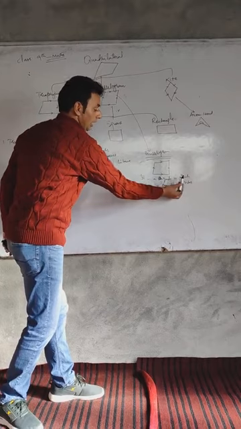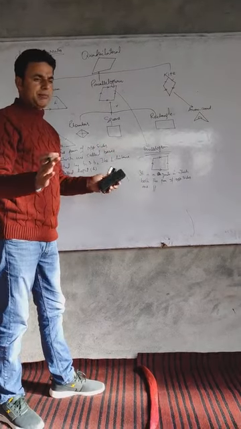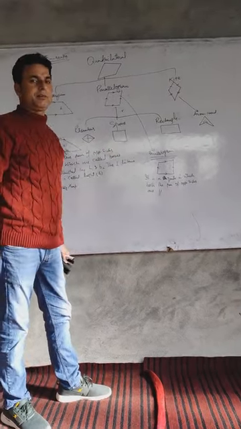A quadrilateral in which both pairs of opposite sides are parallel. This is the simple definition of a parallelogram.